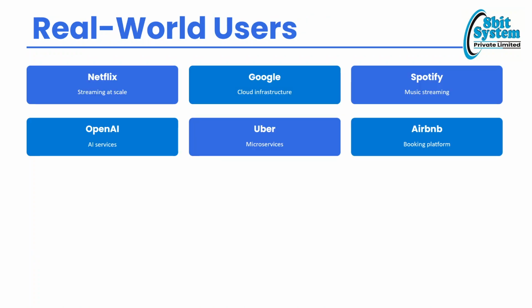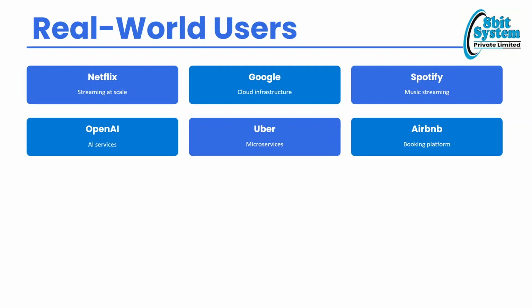In real-world usage, look at who uses Kubernetes in 2026 or before. Netflix uses it to manage thousands of microservices for more than 200 million users. Google runs every Google service on Kubernetes. Spotify streams music to more than 500 million users reliably. OpenAI serves ChatGPT globally. Uber coordinates ride sharing at massive scale.